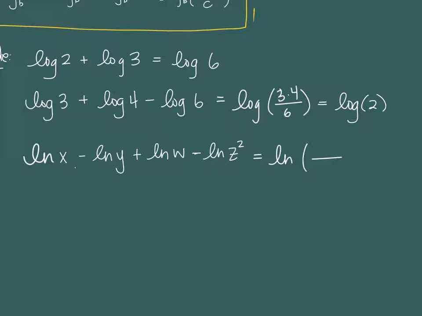Not ln of x and ln of w. It's ln of xw. There's not a separate one, it's one natural log. The parentheses are around the whole thing. That's why parentheses are important. Okay, x and w. The denominator would be the subtraction parts, and so I would have y and z squared all together. So notice how it took 4 separate natural logs and combined them into one single natural log.